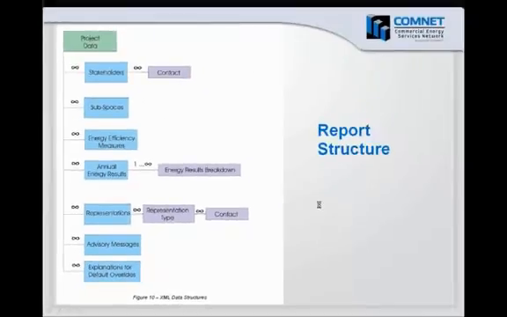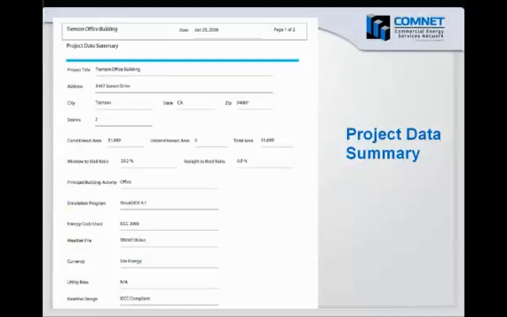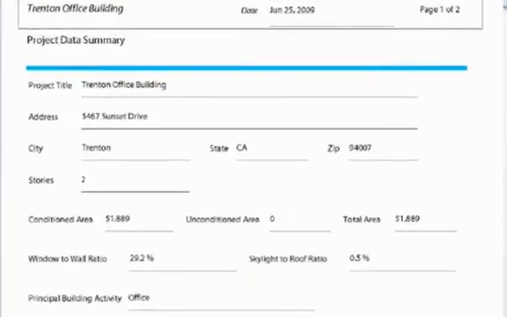This is an example of the print report for the project data summary. We have the project title and address, conditioned area and unconditioned area, some basic building geometry characteristics such as the window wall ratio, the principal building activities, and then some other basic information about the simulation.